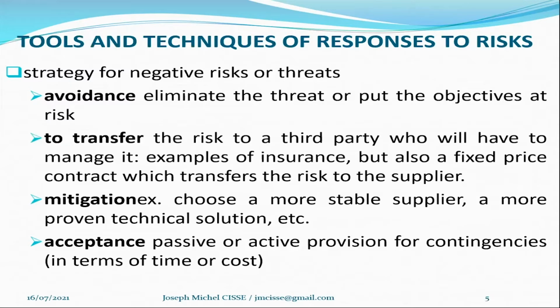Tools and techniques of responses to risks. We have strategy for negative risk or threats. Here, avoidance eliminates the threat or the risk to the objectives. Transfer the risk to a third party who will have to manage it, for example insurance, but also a fixed price contract which transfers the risk to the supplier. Mitigation: choose a more stable supplier, a more proven technical solution, etc. Acceptance, which is passive or active provision for contingencies in terms of time or cost.